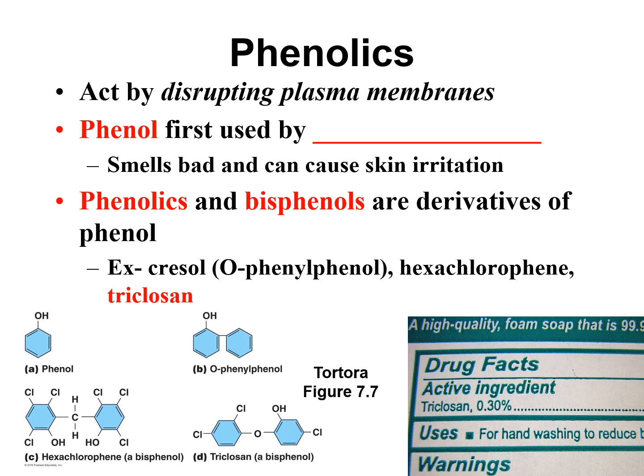All right, so our first chemical we're going to talk about are the phenolics. And all you need to know about these chemicals are just the things in red or that are italicized. That's all you need to know. So the phenolics, how they work to kill the microorganisms is they're going to disrupt their plasma membranes. And one of the phenolics, the first one that was ever used, is called phenol. The other name for phenol is called carbolic acid.